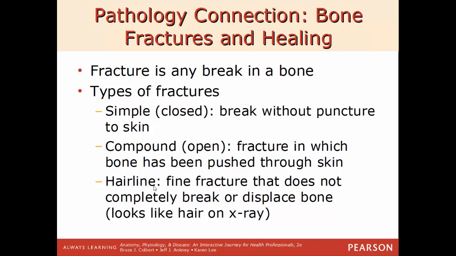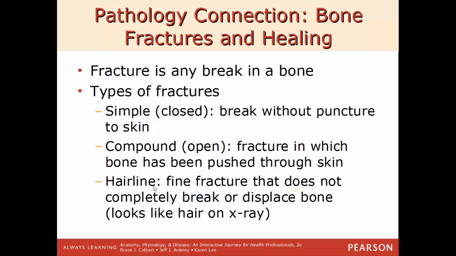You have a simple closed fracture. This is where you have a bone that's broken but without puncture to the skin. It's broken but the skin remains closed. A compound or open fracture. You have a fracture where the bone is actually broken through the skin. So the skin has been ripped open. You actually see the bone protruding through.